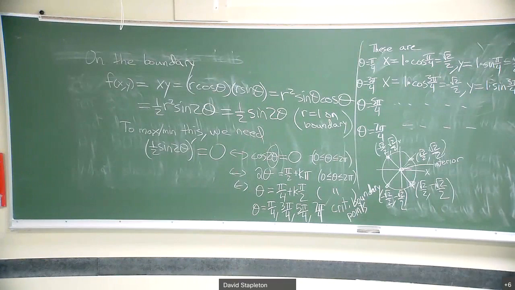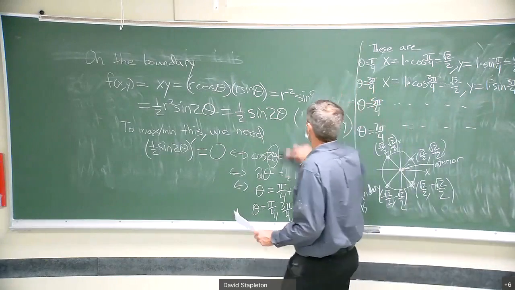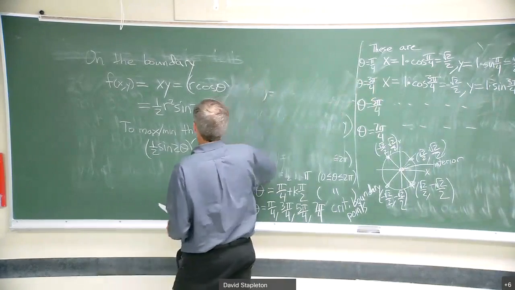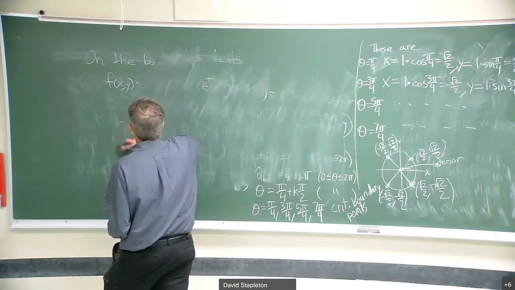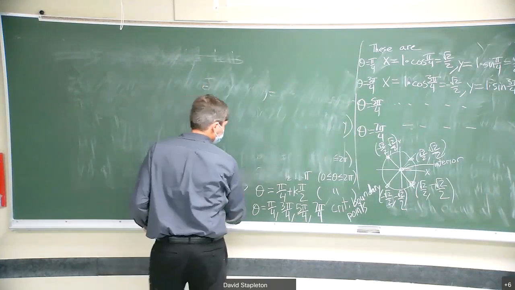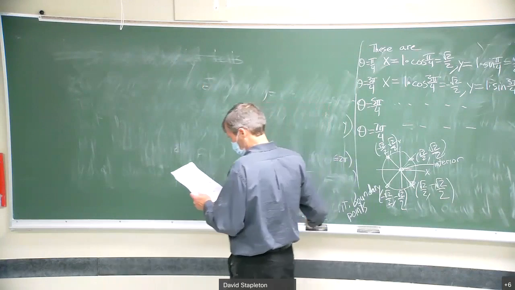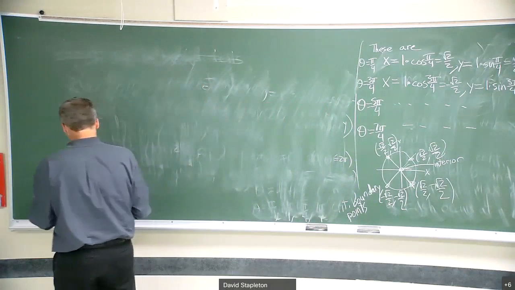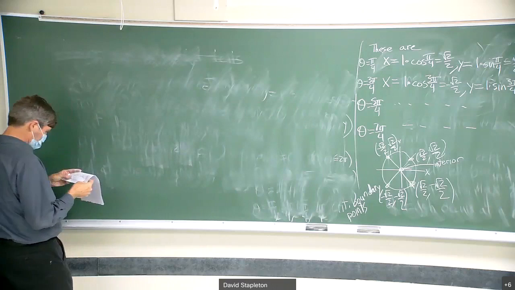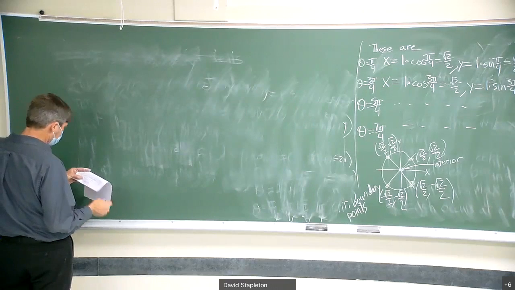Okay, so that's absolute max and min. We should do one more example, I think. Don't you? Do one more example. How about this one?